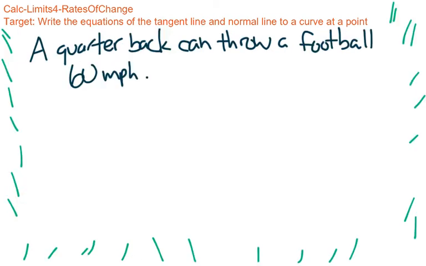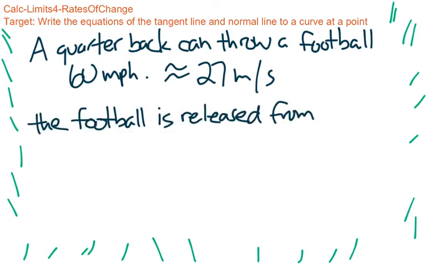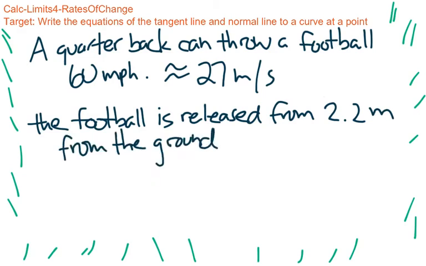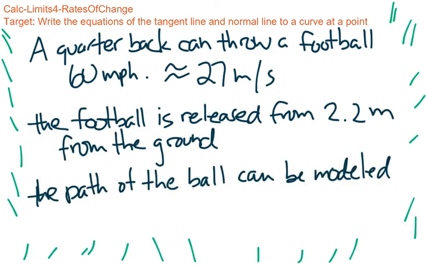So, hey, did you know this? Did you know that a quarterback can throw a football about 60 miles an hour? It's pretty amazing. That's about 27 meters per second. How about this? Did you know that a football is released from about 2.2 meters from the ground? Hey, how about this? Did you know this?